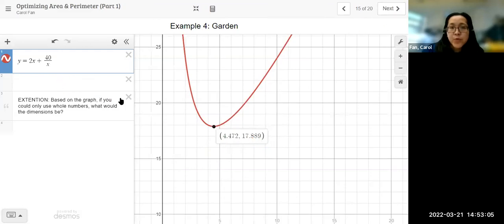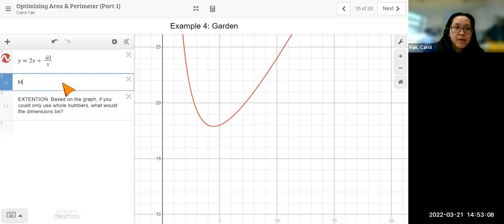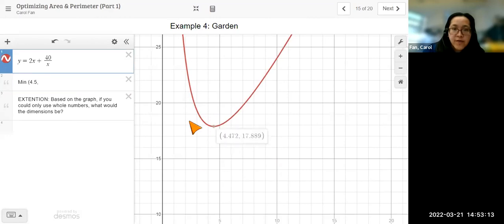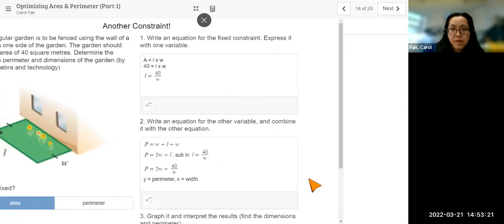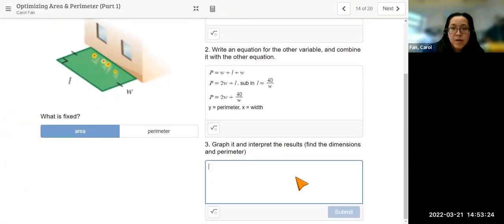Okay, so let's round this. We'll say the minimum is 4.5 and 17.9. Okay, so now that we found this, what's the interpretation of this? Well, we know that the y is representing the perimeter. So the perimeter of the garden is going to be 17.9 meters.